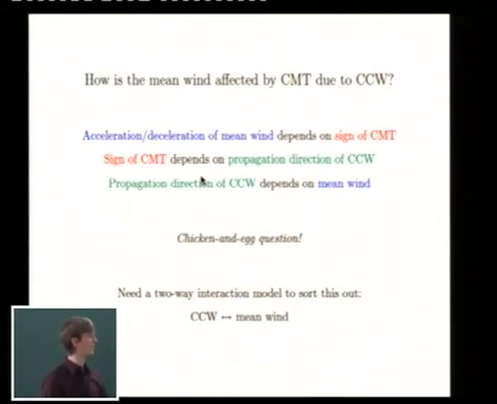This also suggests that rather than thinking about just the one-way problem, where you say, I have a background state, what do the waves do in it? Or the other one-way problem, I have a wave, how does it affect the background state? We should really be looking at two-way interactions between the two.